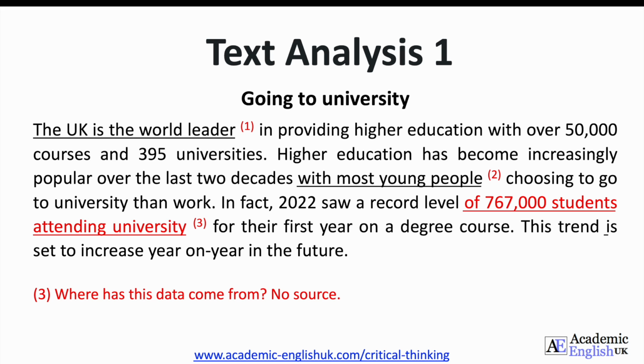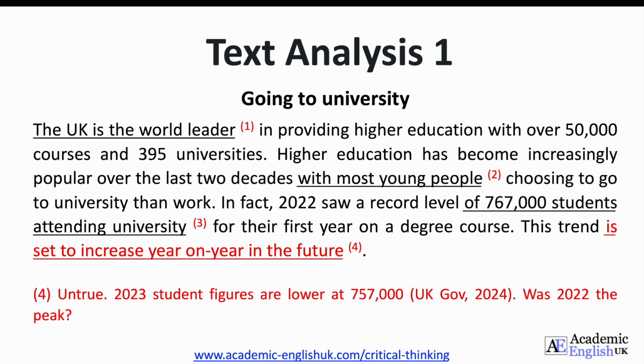Point 4. This trend is set to increase year on year in the future. Well, again, if I fact check, this is actually untrue as well, because in 2023, the figures from the UK government again suggest that there are only 757,000 students, meaning that there are 10,000 students lower. This is possibly an indication that 2022 was the peak of university students.